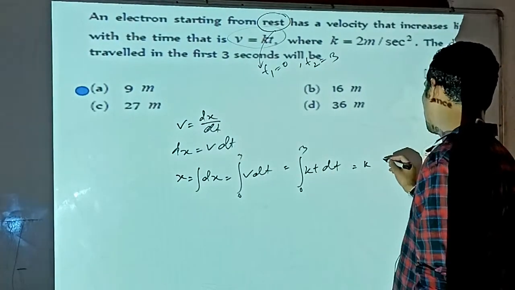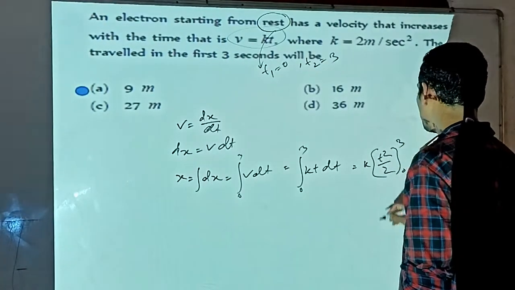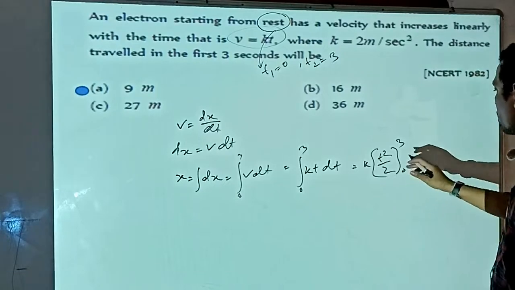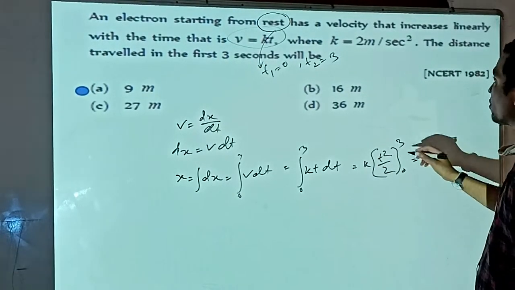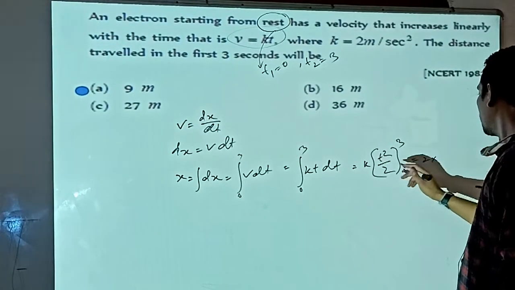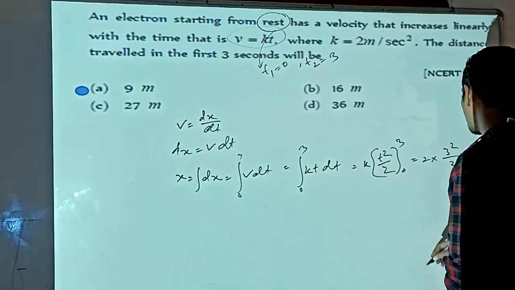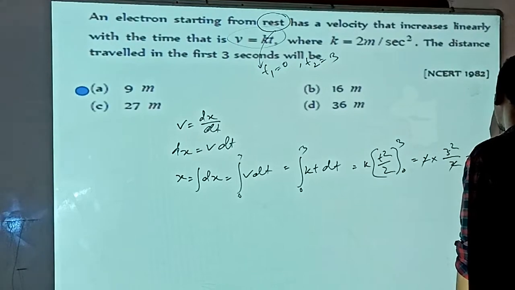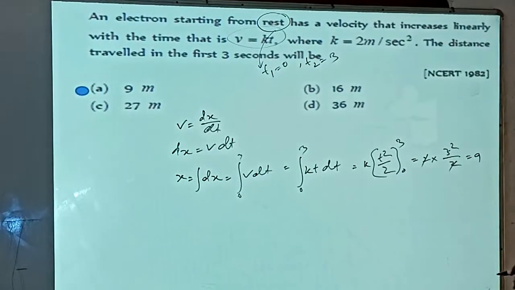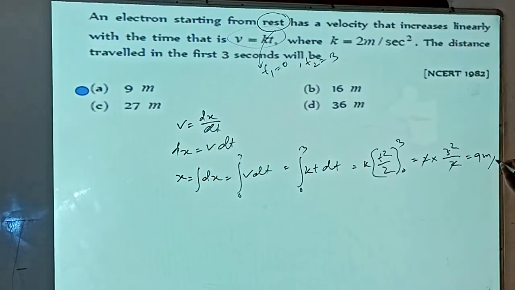Okay, so k is a constant, so k comes outside. Integration over t dt will be t square by 2, where the lower limit is 0 and the upper limit is 3. Putting all the values of t and k, since k is given as 2 meter per second square, you will have 2 into 3 square by 2. The 2 will be cancelled out and 3 square is 9. Since you are going to find the value of displacement and the unit of displacement is meter, your option A is correct. So the answer is option A. We are going to take the next question.